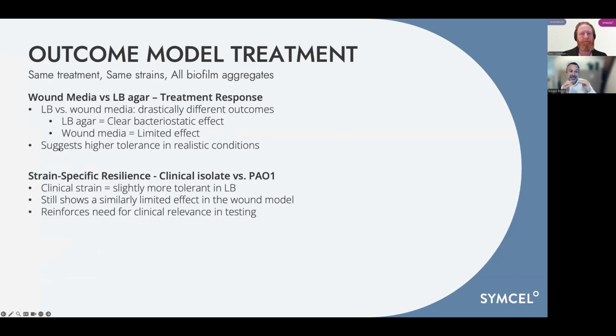So it's really here where we say there's much higher tolerance if you put it into more realistic conditions by using this wound model. And there are definitely also some strain-specific effects on clinical isolates. So the clinical strain was a bit more tolerant in LB media, but we definitely still saw the difference, with a limiting effect in the wound media. So I would always argue for using clinical isolates instead of a lab strain.